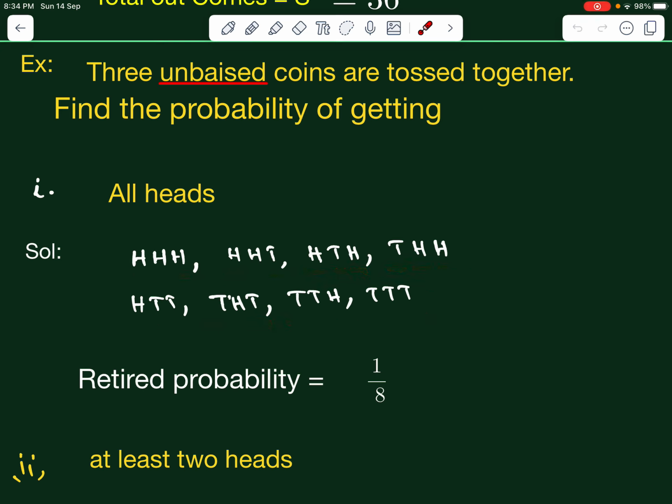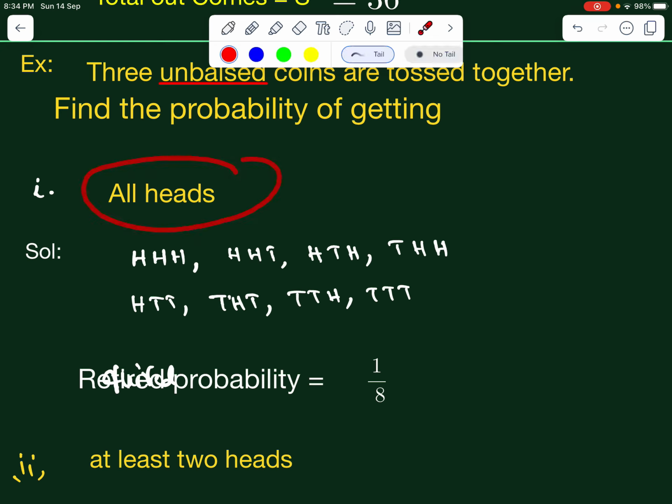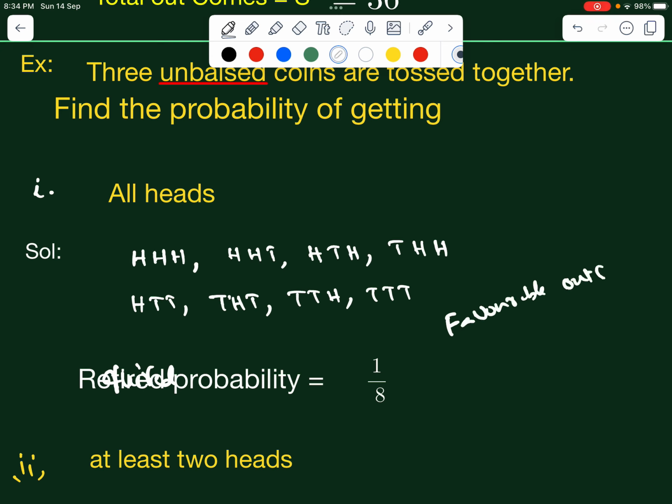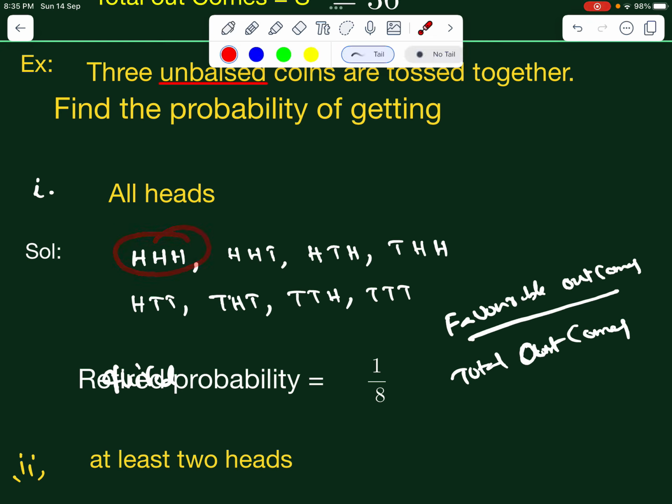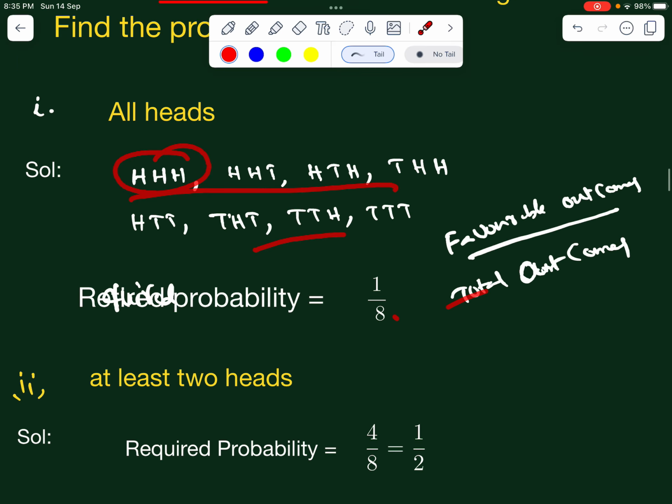Therefore, here is the required probability. In this question, they are asking all heads. Therefore, 1 by 8. There is only one chance. What is the formula? Favorable outcomes by total outcomes. This is the formula. Therefore, favorable outcomes 1, total outcomes 8. This is the answer.